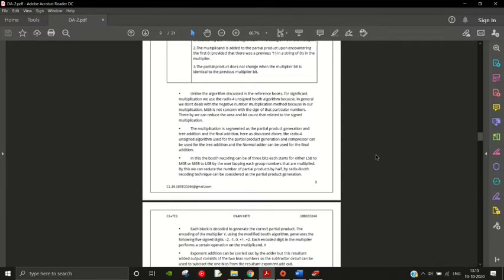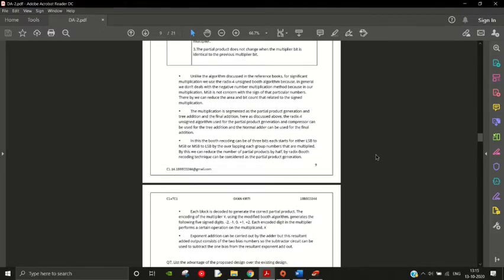So, unlike the algorithm discussed in the reference books, for significand multiplication we use the radix 4 unsigned Booth algorithm, because in general we don't deal with negative number multiplication methods, as in our multiplication the MSB is not concerned with the sign of that particular number. The multiplication is segmented as the partial product generation, entry addition, and the final addition.